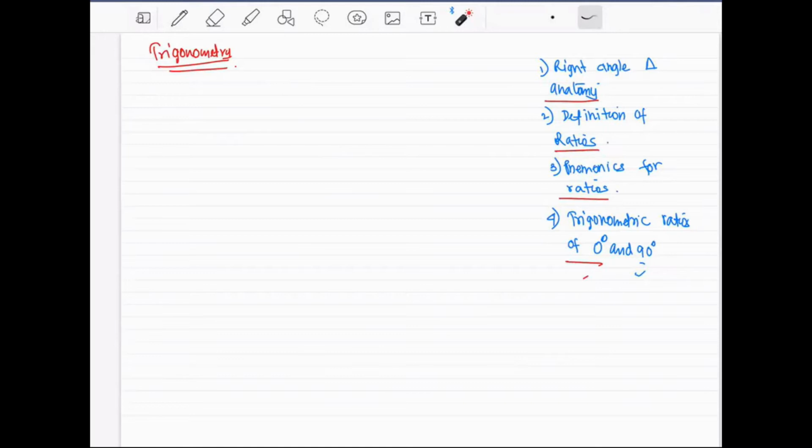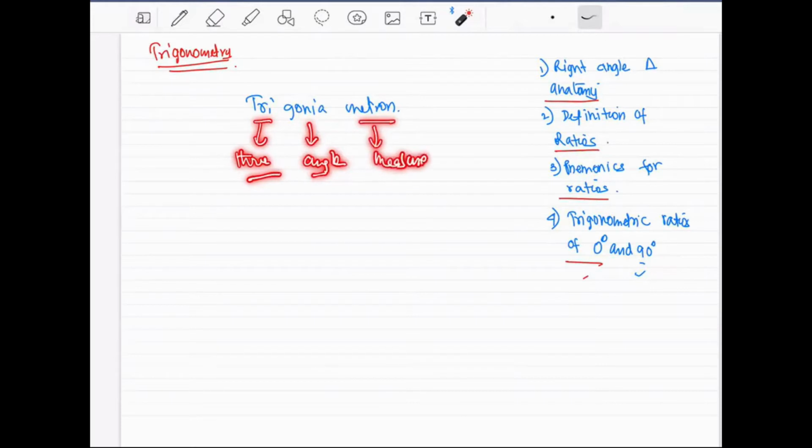First of all, let's try to understand the meaning of trigonometry, okay? Trigonometry consists of three parts actually: tri, gonia and metron. So we combine these three words and then we obtain trigonometry. Tri means three, gonia means angle, and metron means measure. So basically, what trigonometry means is triangle measure.